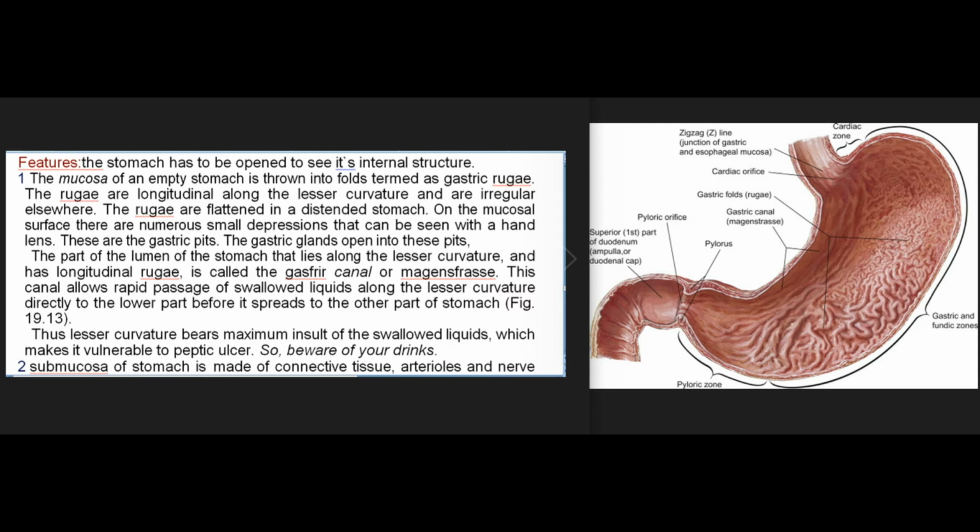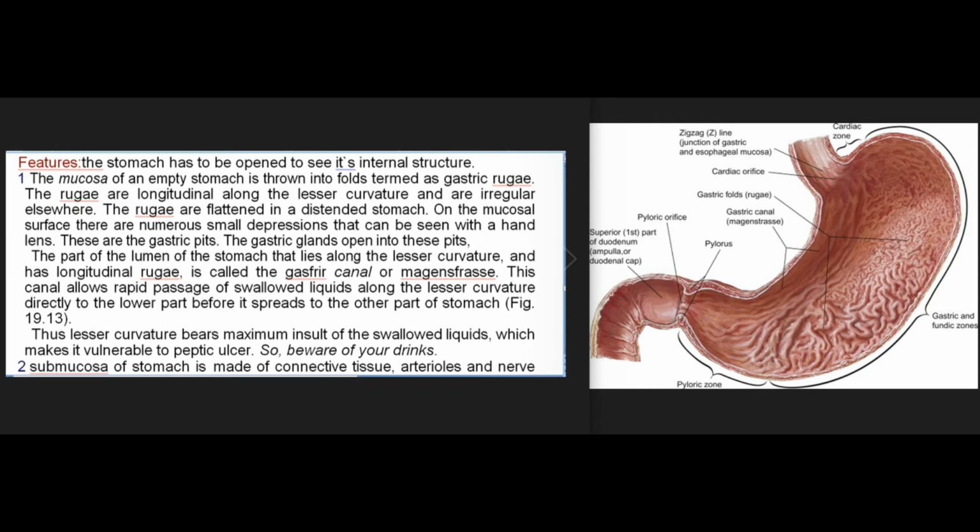The part of the lumen of the stomach that lies along the lesser curvature, and has longitudinal rugae, is called the gastric canal or Magenstrasse. This canal allows rapid passage of swallowed liquids along the lesser curvature directly to the lower part before it spreads to the other parts of the stomach, Fig 19.13. Thus the lesser curvature bears the maximum insult of the swallowed liquids, which makes it vulnerable to peptic ulcer. So, beware of your drinks.